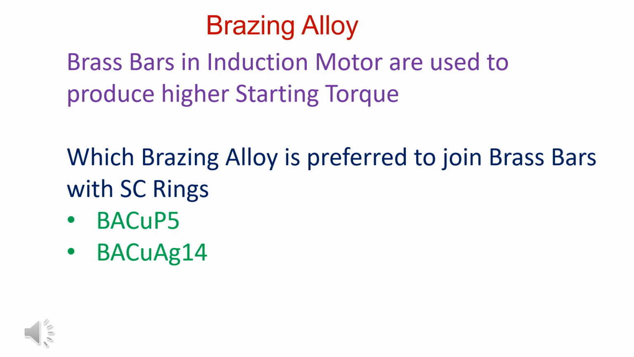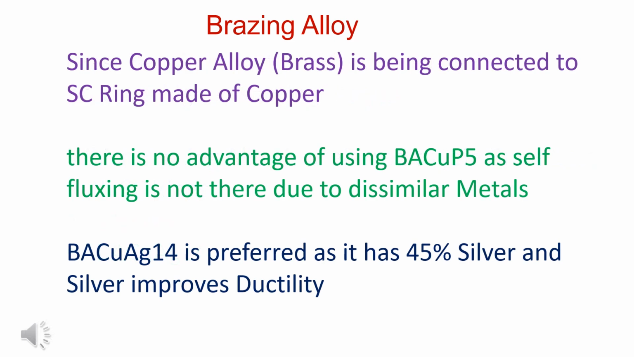Which braze is preferred in case of brass bar in squirrel cage? Advantage of phosphorus base is not there in case of dissimilar metals. Hence, BaCuAg14 Braze is preferred as it contains 45% silver, which has high ductility.